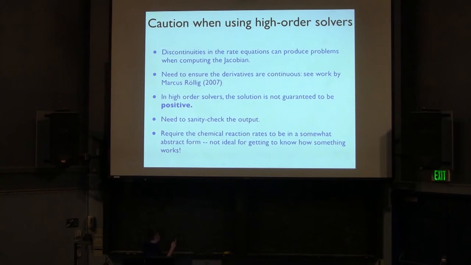Markus Wolfire actually has a nice study where he takes a lot of the common rates that you would want, and then he has functional forms which smooth out the kinks and bumps, which makes that a little bit easier for you, so it saves you doing some work.